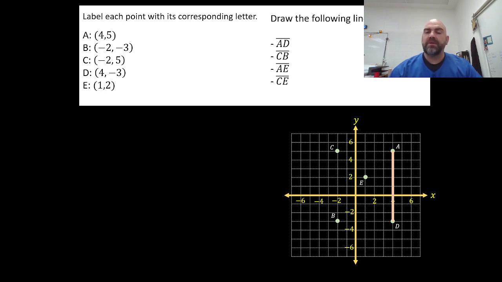Now, from C to B, maybe you've already done this. It's going to look like that. A to E is going to be here, and CE is going to be there. And you've just created a very nice M on your graph. Well done. Okay, good job.